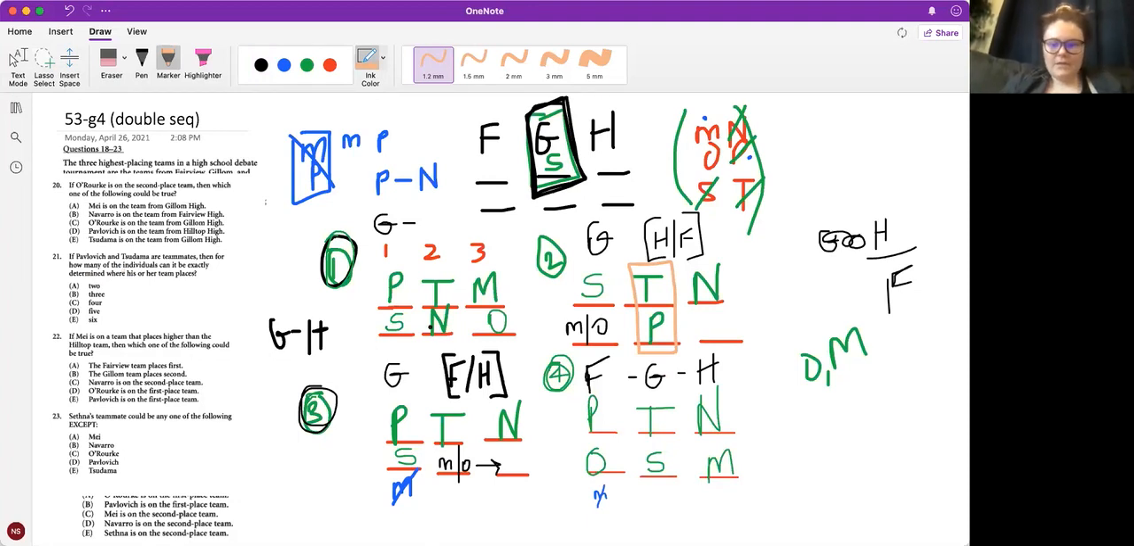Yep, because we just don't know about M and O. So it's C, because we know about S, we know about T, we know about P, and we know about N. Awesome. All right, go ahead and try number 22.